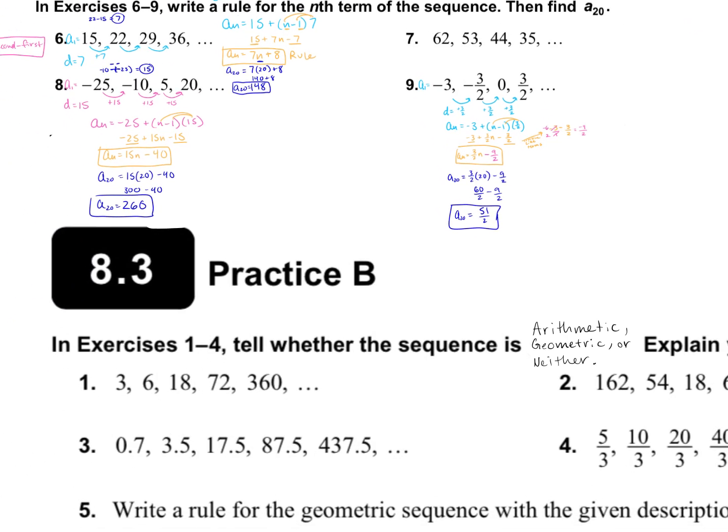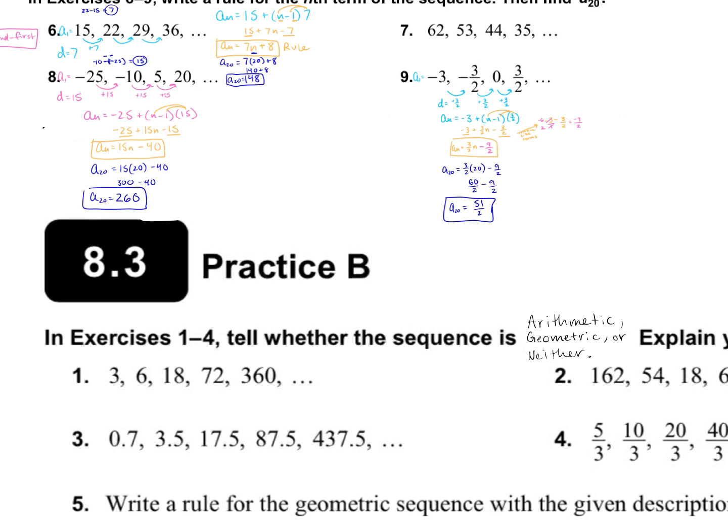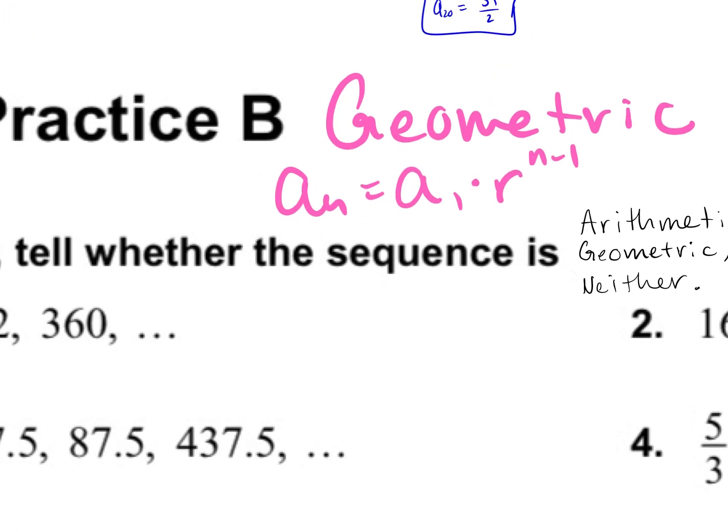All right, let's move on to 8.3. So 8.3, we have geometric. So our geometric formula is a sub n is equal to a sub 1 times r to the power of n minus 1. What's our r? The common ratio. That is what we're multiplying to get from one term to the next. A sub 1 is the same thing. What's a sub 1? First term. And then n is the number of terms.